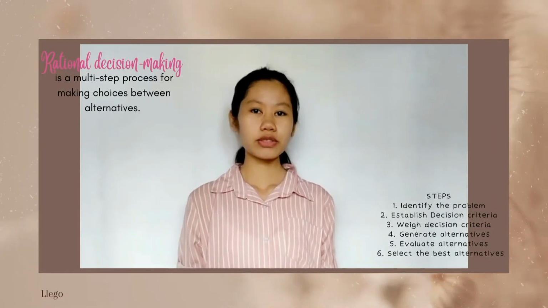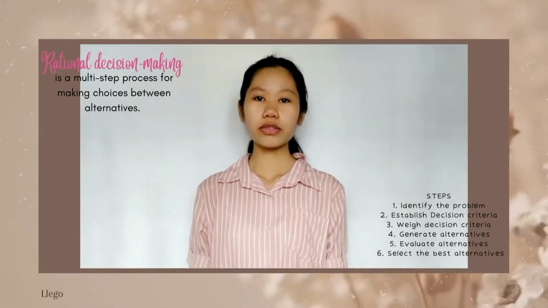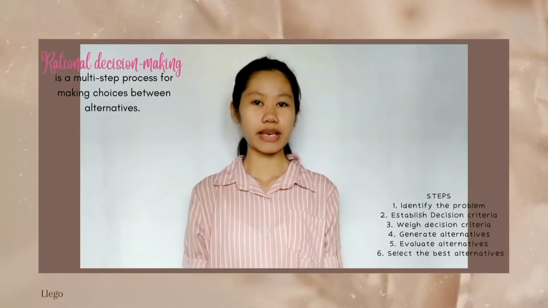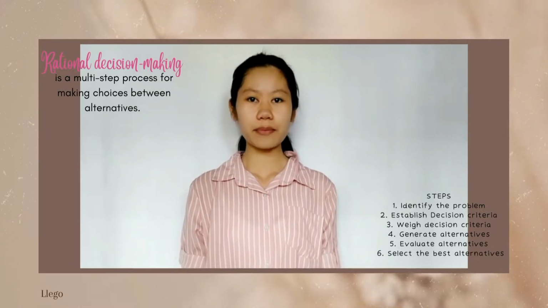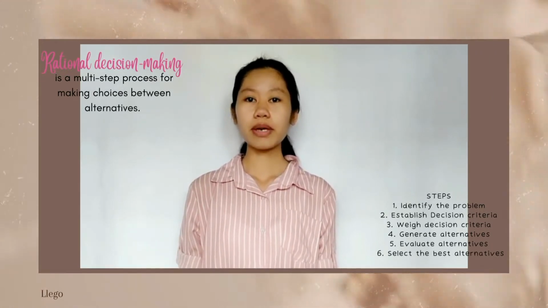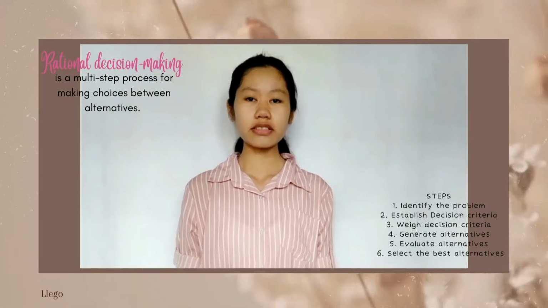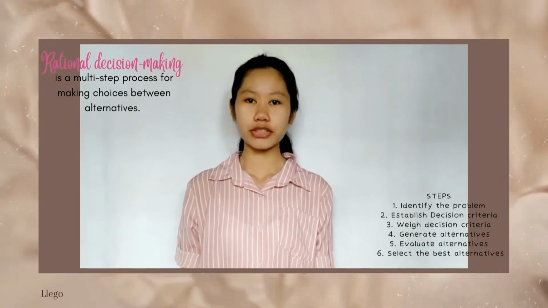The topic that we chose is the steps in rational decision making. Before we go to the steps, we are going to tackle first what rational decision making is all about. Rational decision making is a multi-step process. What do we mean by multi-step process? It is a series of different stages carried out to produce a final result, or what we call the final decision.